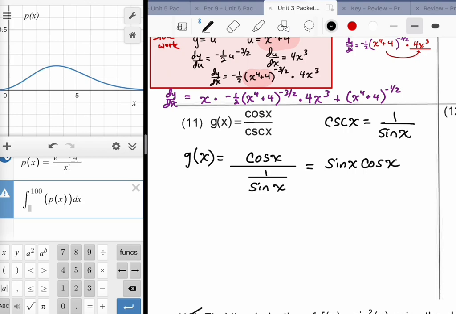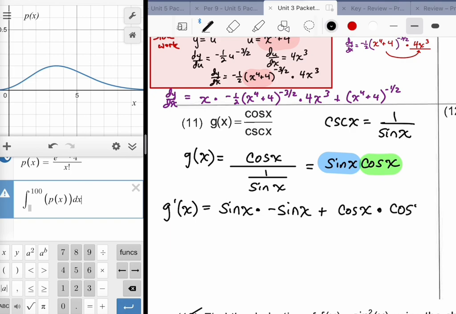All right. So if we're looking at this with the product rule, I have my two factors, sine of x, cosine of x. So g prime of x would be the first function, sine of x, times the derivative of the second function. Derivative of cosine is? Negative sine x. Very good. Plus the second function, cosine of x, times the derivative of the first function. Derivative of sine is? Cosine.